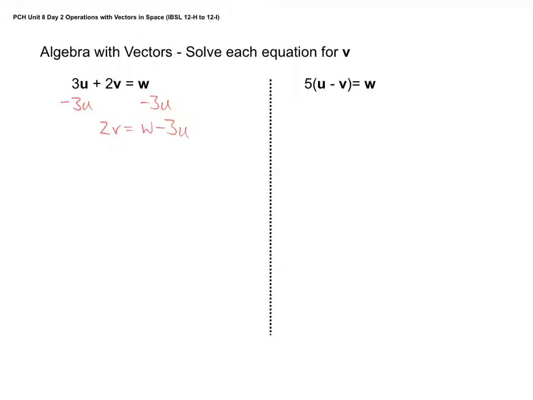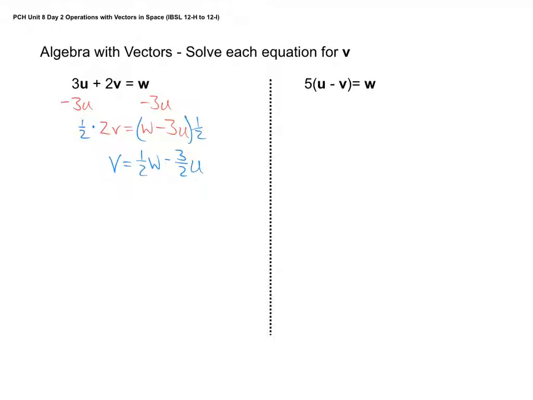The one difference is that we don't have division. We have scalar multiplication, right? So what should I do here to get rid of the 2? We don't have division. Multiply by 1/2. Okay, and I know it does the same thing mathematically, but just to be proper here, we would multiply by 1/2. So v is 1/2 w minus 3/2 u. And now we know what v has to equal.